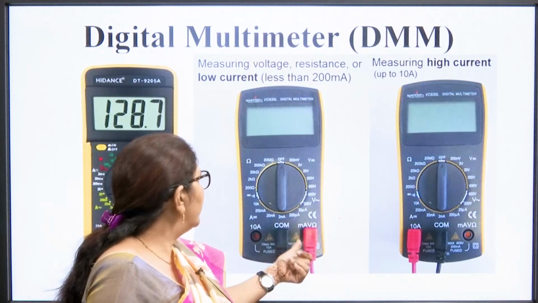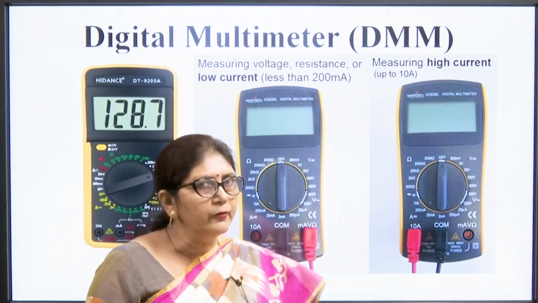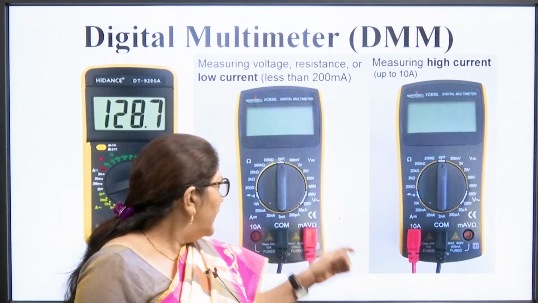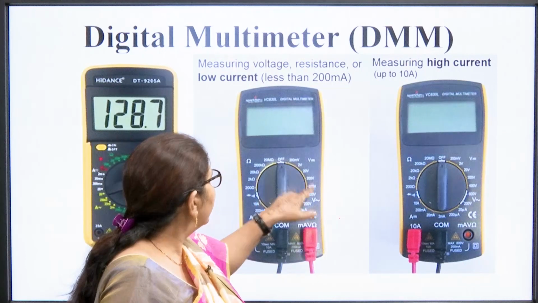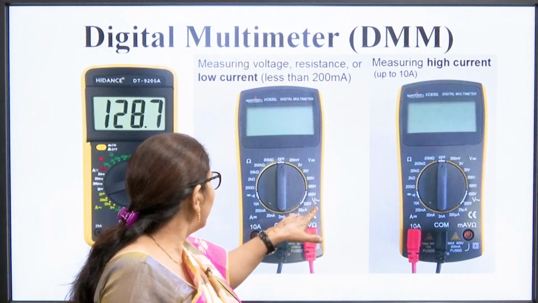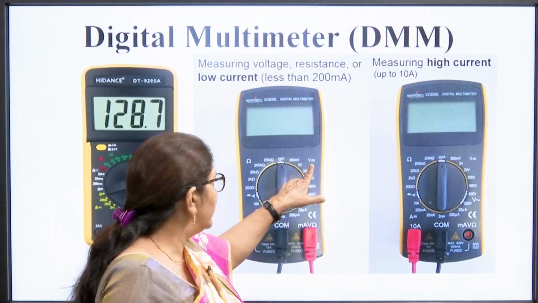Suppose we want to measure the voltage. We will put the knob at the highest voltage position if we do not know the range, that is, the value of the voltage. There are so many things on this knob. We can see an AC voltage measurement shown as a sinusoidal waveform, current measurement, resistance measurement, then DC voltage.